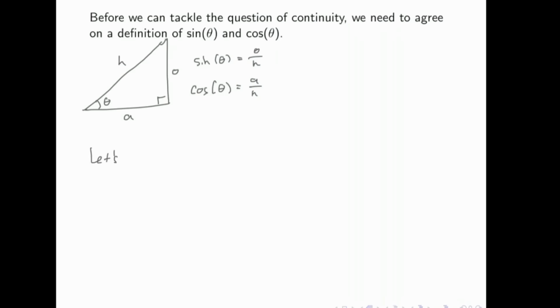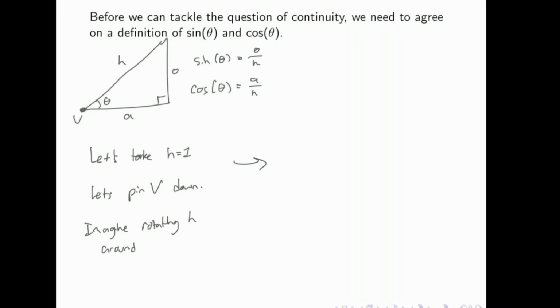Well, let's make it easier. Let's take h to be 1, and let's call this vertex over here V, and let's pin V down. And we can imagine rotating H around. And what do we get? Well, H is just a length 1 line, and we rotate it around. We get a unit circle.